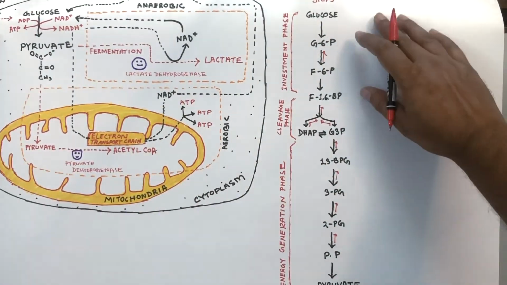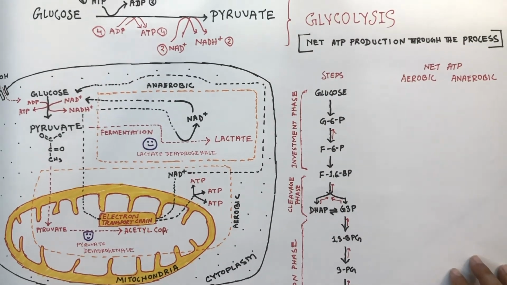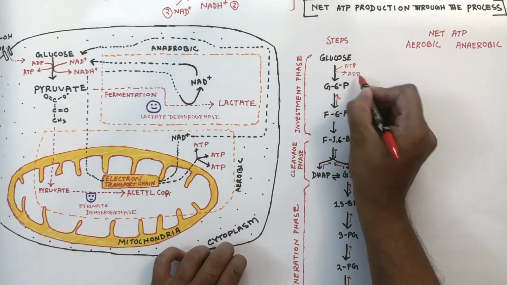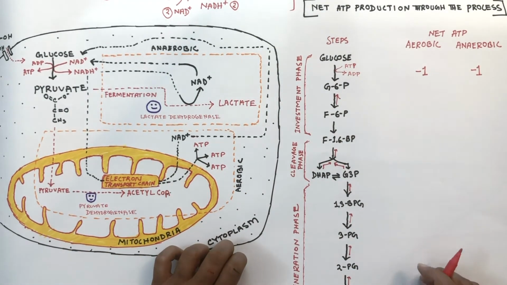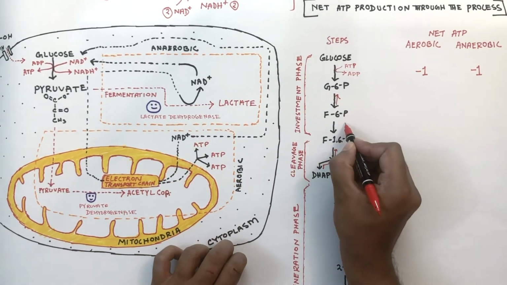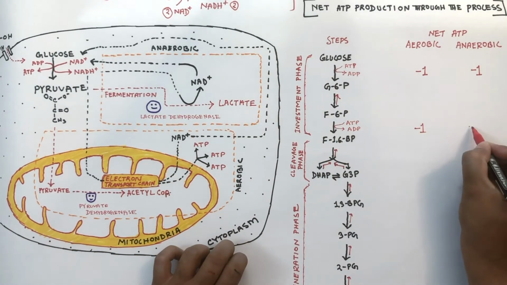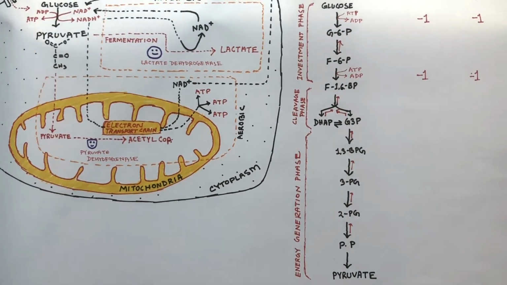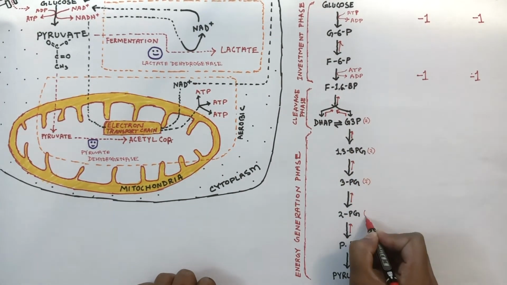Now let's see what are the net ATP produced through aerobic and anaerobic glycolysis. In the first step, as this is in the investment phase, one ATP is converted into one ADP. So in both aerobic and anaerobic, one ATP is utilized. In the third step, again, one ATP is converted into one ADP, and in both aerobic and anaerobic process, one ATP is utilized. In the sixth step, two molecules of glyceraldehyde 3-phosphate are there. Actually, from this step, all the molecules are twice in number.